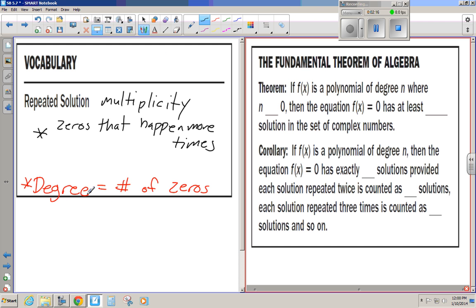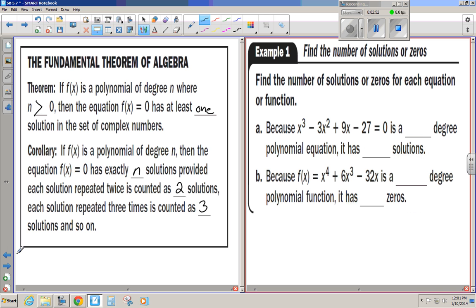So, the fundamental theorem of algebra. I'm going to go ahead and fill these spaces in and we'll talk about it. Okay, so I filled this out for you. Where n is greater than 0, then the equation f of x is equal to 0, meaning the zeros, has at least one solution in the set of complex numbers. Now, if f of x is a polynomial of degree n, then the equation has exactly n solutions, provided each solution repeated twice is counted as 2 solutions. It basically is what I was talking about earlier when I was graphing.